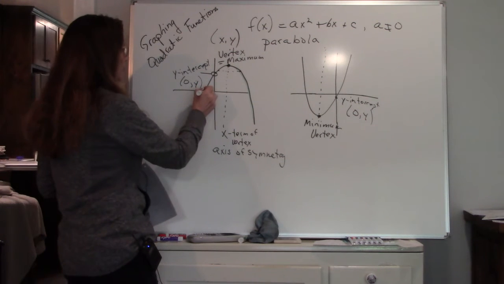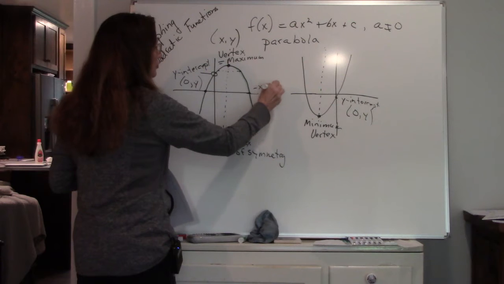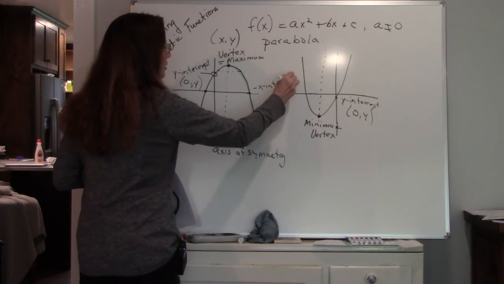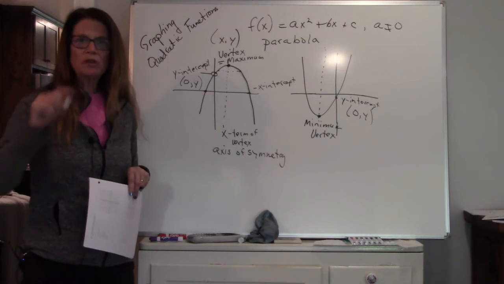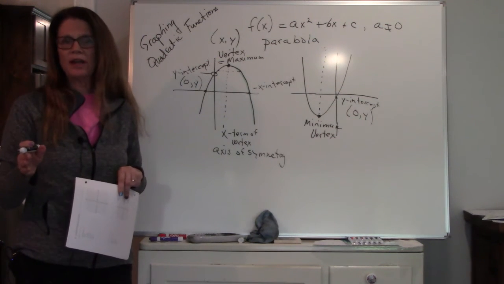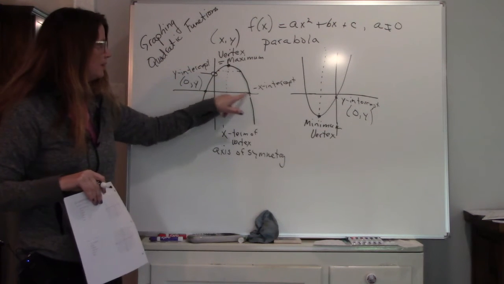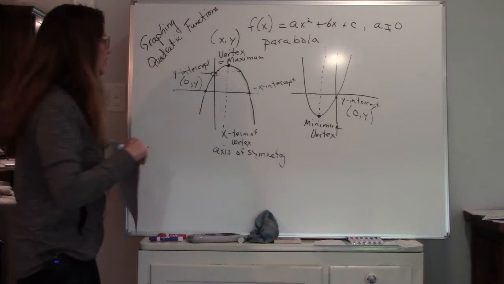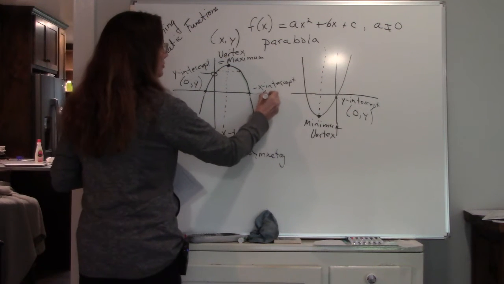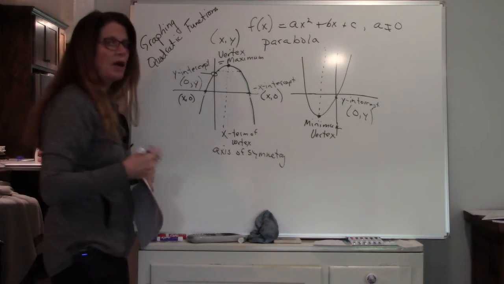And then we also have x-intercepts. So if you notice, you will have two x-intercepts. That's what we've been doing when we've been factoring and using the quadratic formula. We've been finding these values, the x-intercepts, where it crosses the x-axis. So an x-intercept is when y is 0. And with most parabolas, you have two.